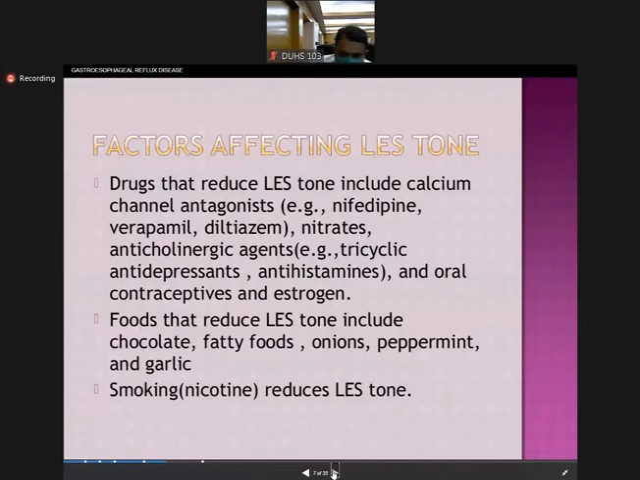Foods that reduce LES tone include chocolates, fatty foods, onions, peppermint, and garlic. So you can well understand why you have some acid rush after a hot chocolate drink late in the night. Smoking reduces the LES tone, so it's better to avoid smoking for various reasons.